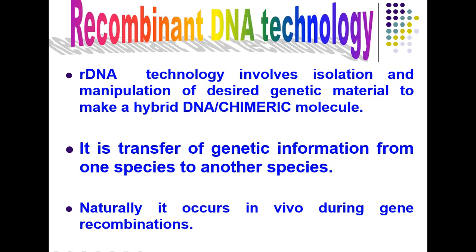So this technology, rDNA technology, is transfer of genetic information from one species to another species. So by doing a recombinant DNA technology and producing a hybrid DNA, what actually we are doing? We are transferring the genetic information which is present in humans to bacteria. So we are transferring the genetic information from one species to another species.